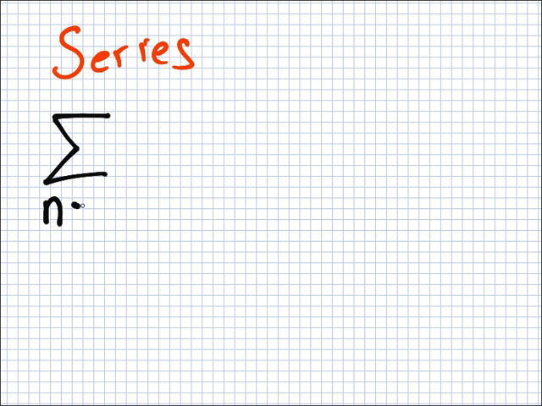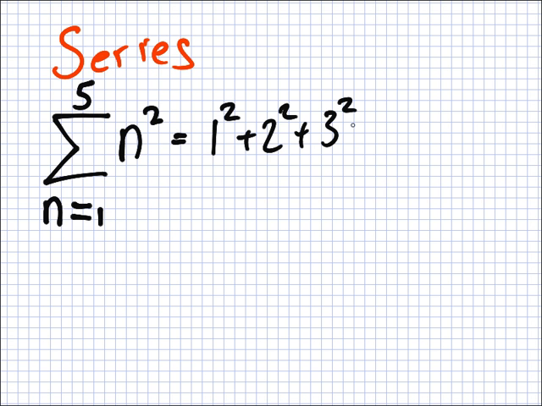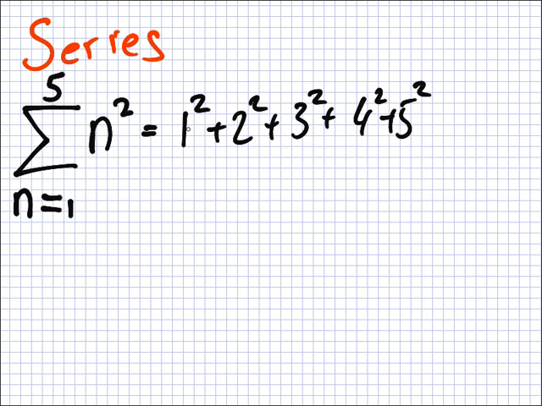So, if I write n equals 1 to 5, n squared, what that means is I start at 1 and square it, then 2, then 3, then 4, and then we stop at 5. Yeah? Now this lesson you'll need your calculator, so why don't you calculate that for me? What is it? 55. Okay.